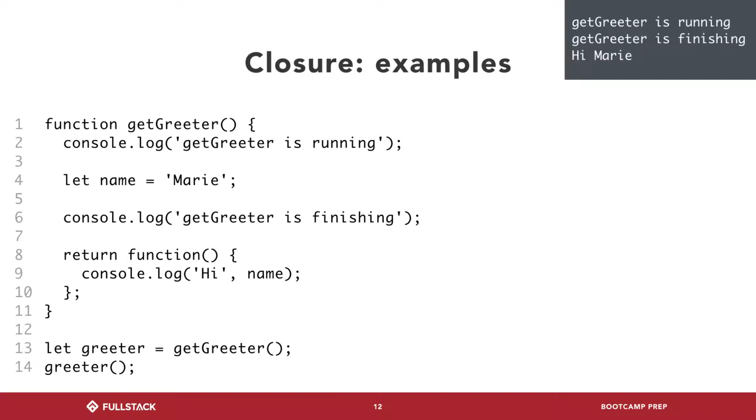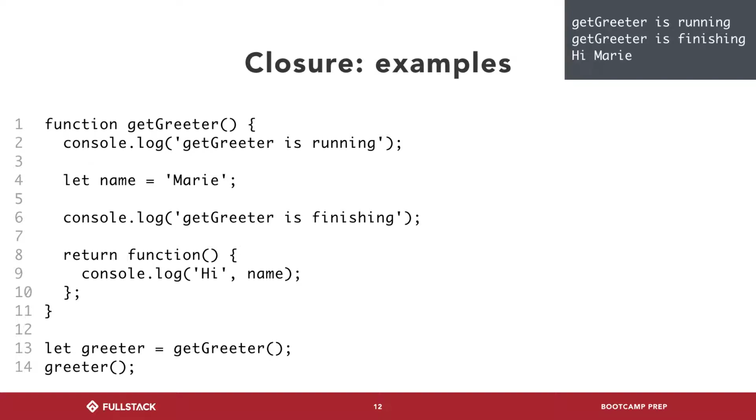Then it's going to create a variable. Then on line 6, we're going to console log out this other message, which is what we see here. And then finally, it's going to return this function. Notice how it's returning a function. It's not invoking the function. It's really just saying, here's a function. Take it. So this now becomes whatever getGreeter returns, and getGreeter returns a function. So now greeter is equal to a function. And then lastly, when we actually invoke greeter, that means we're invoking this function. When we invoke this function, it will console log out hi comma name.